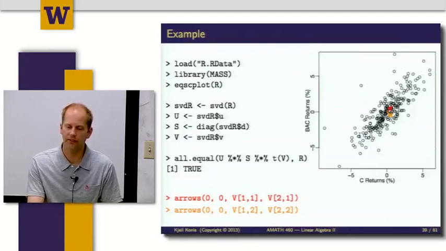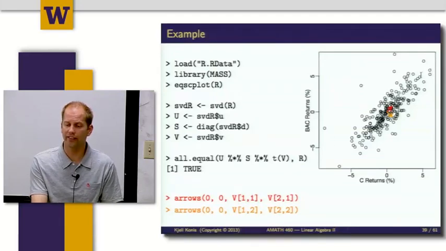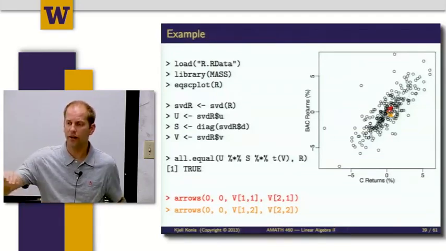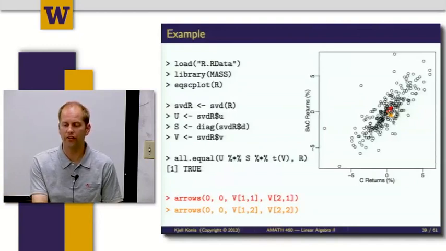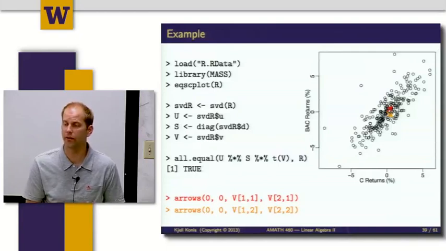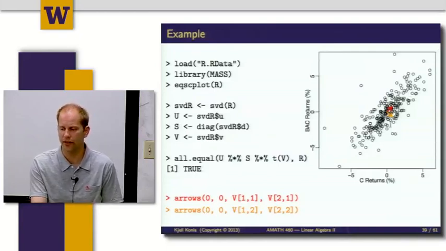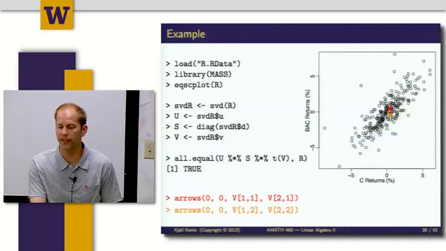What it's showing is that when I make the plot of this data set, it has one long direction and one short direction. And the right singular vectors are telling me what those directions are. So the first singular vector is pointing in the long direction. It also corresponds to the biggest singular value. And the orange arrow is pointing in the shortest direction here, but it's pointing in the longest direction that's perpendicular to the first direction.